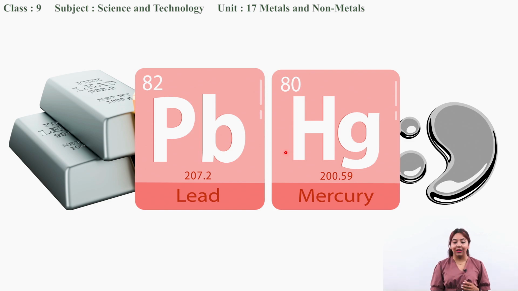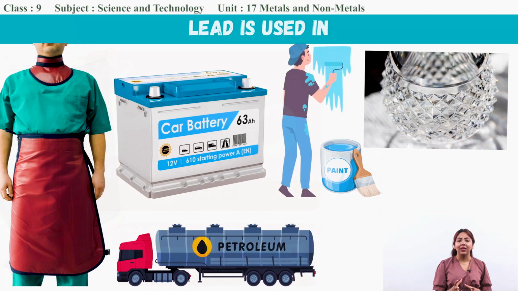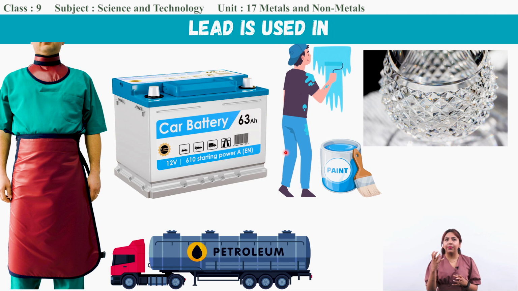Now let us start with lead. Now lead is usually found in many materials that are present around us. Lead is also used to protect our body from radiations. It is also used inside the car battery. It is also present in petroleum. It is also present in certain paint that we use to paint our houses, as well as in certain lead crystal glasses. And since it is present all around us, we usually tend to intake it.